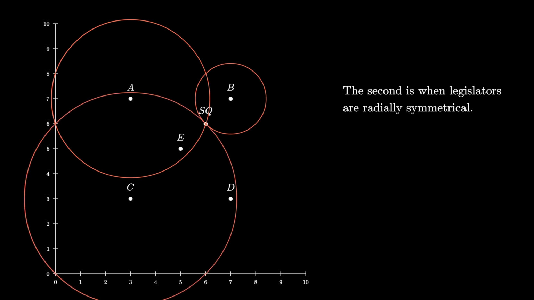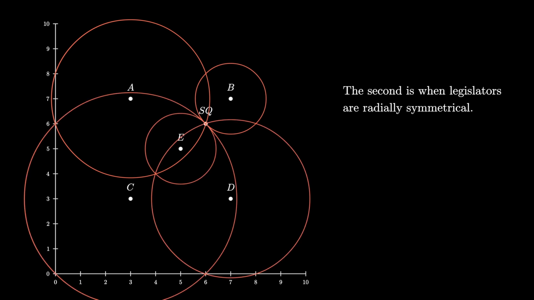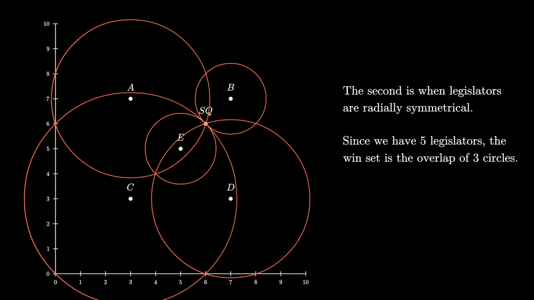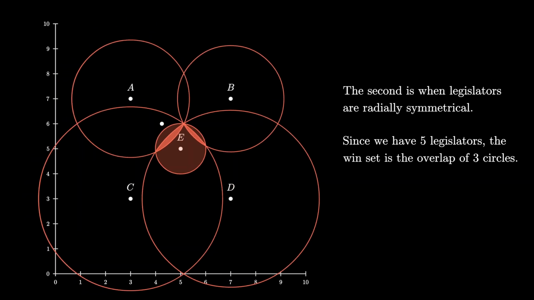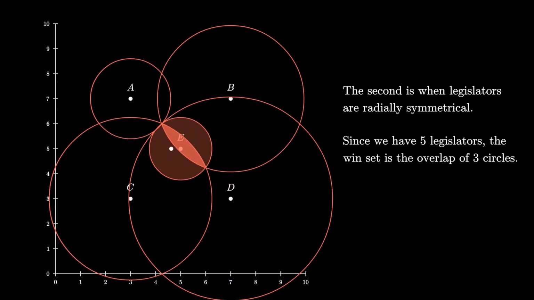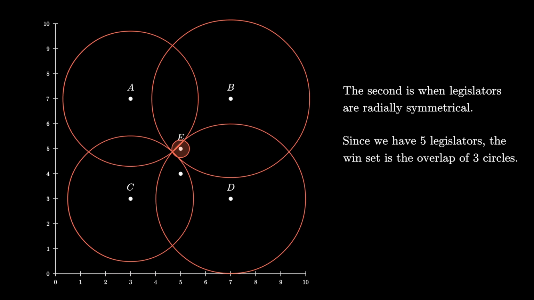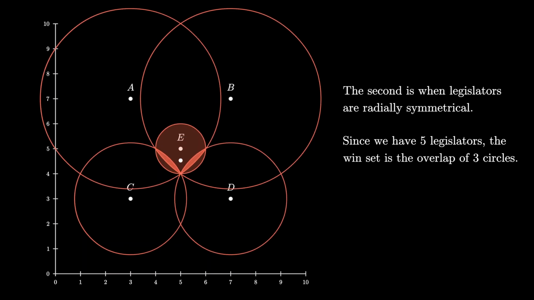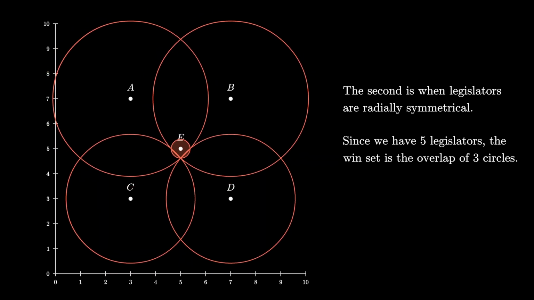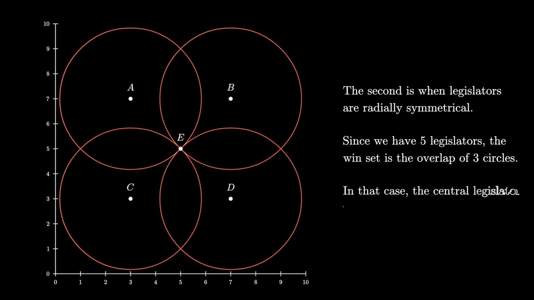To see why, let's draw in 5 legislators with these ideal points and a status quo policy. The win set will be the overlap of 3 of these preferred-to sets, because 3 is a majority of 5. Now let's repeat the exercise we did with the first example of moving the status quo around the win set trying to find an equilibrium policy. In this case, we actually do find an equilibrium policy. It's the central legislator's ideal point, something like a multidimensional median voter theorem.